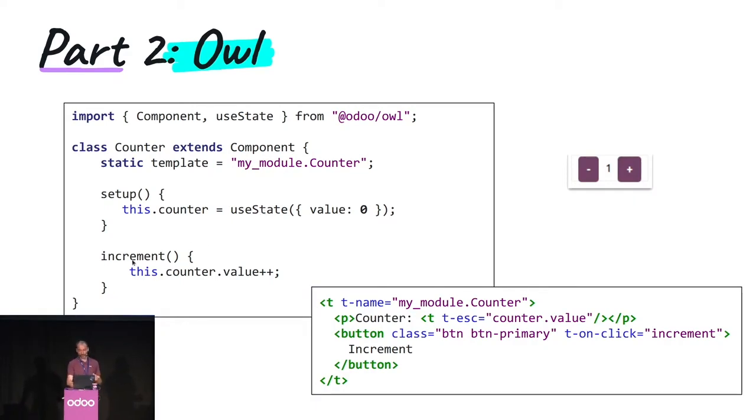Then this increment function simply increments that value, but we increment that value through the proxy, so OWL can do its magic. And finally, the template: we have just a counter paragraph with the value, and a button. And there is something more specific here. You can see we have a t-on-click directive. This t-on-click means that we add a click event handler on this button. And when you click on it, when it's dispatched, the increment method from the instance of this counter will be called. And we'll have a live counter.